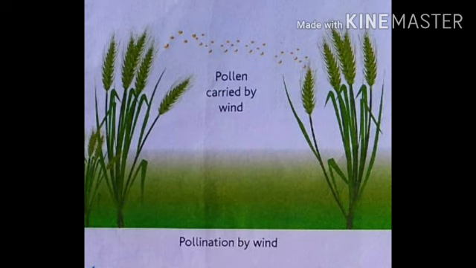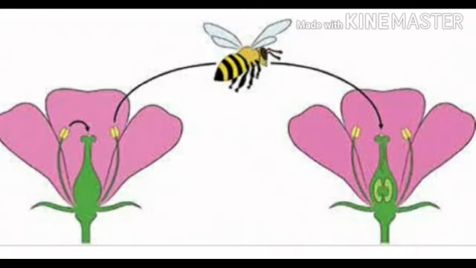Pollen grains of grasses, maize, wheat, rice, corn, barley, oats are very light and produced in large quantities. They are carried by wind. A large number of plants are pollinated by insects such as butterflies and bees. Insects are attracted to the flowers by their bright colored petals and their scent. They also visit flowers to drink nectar.